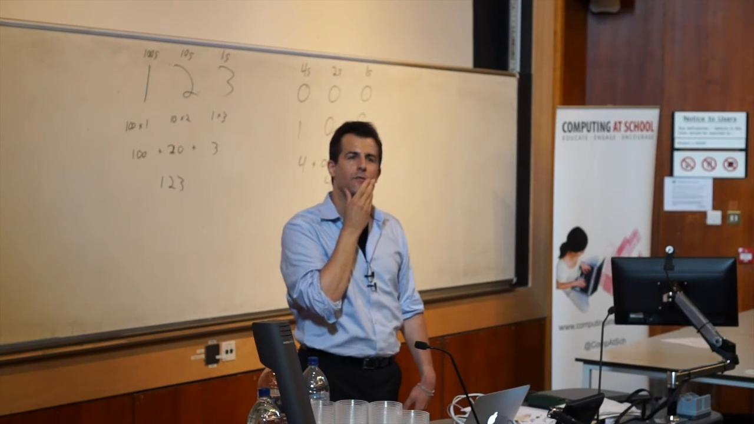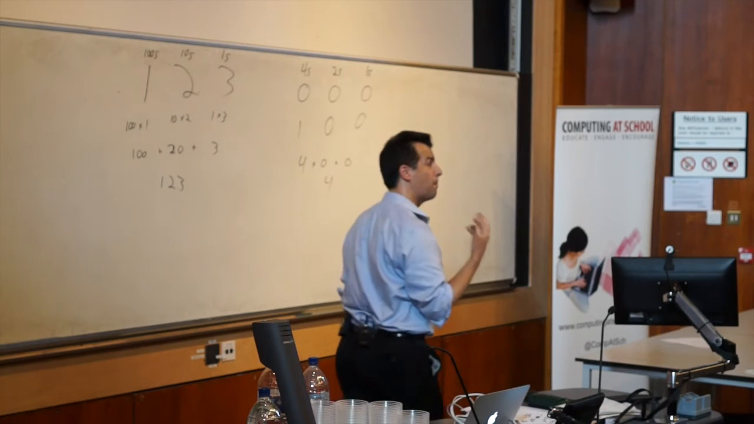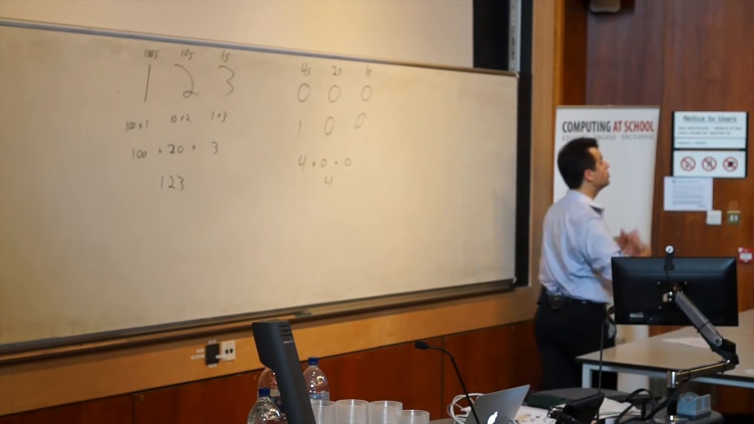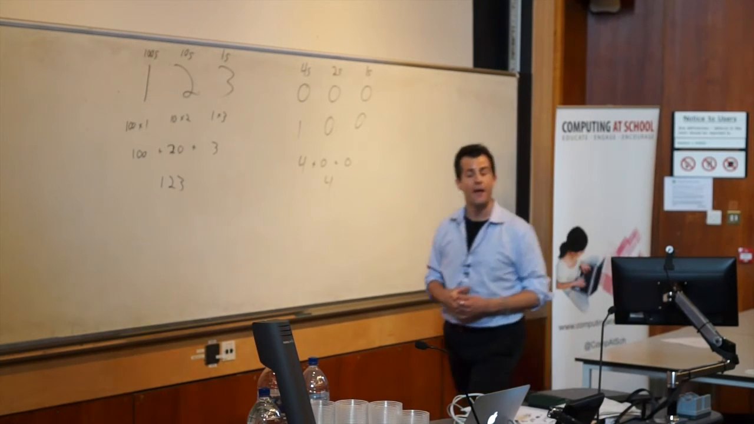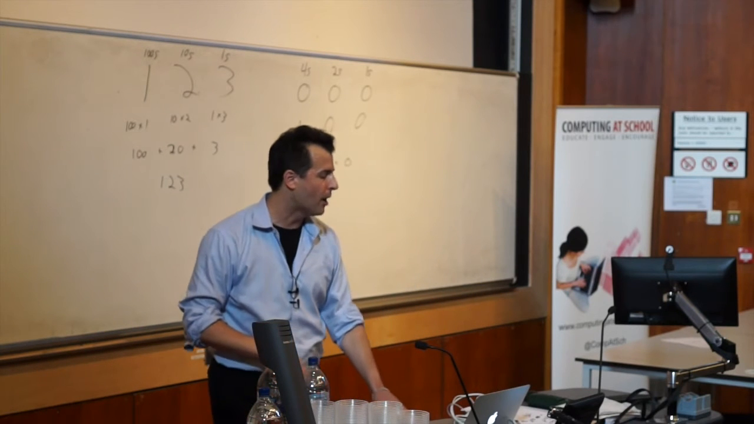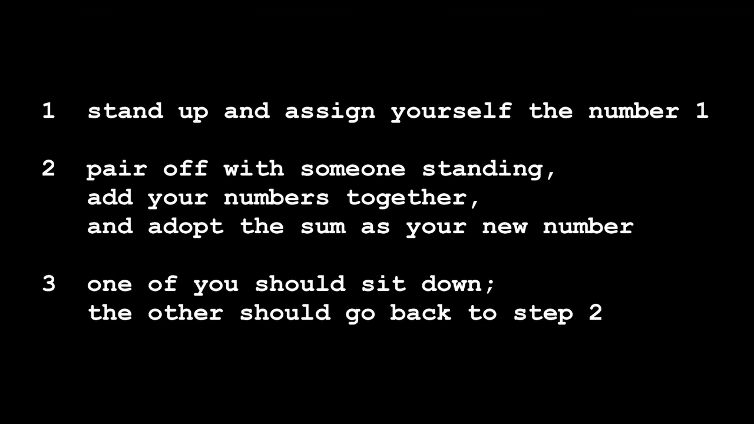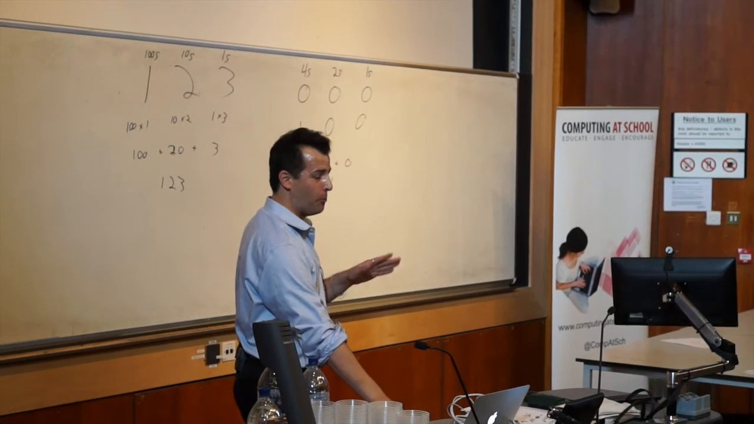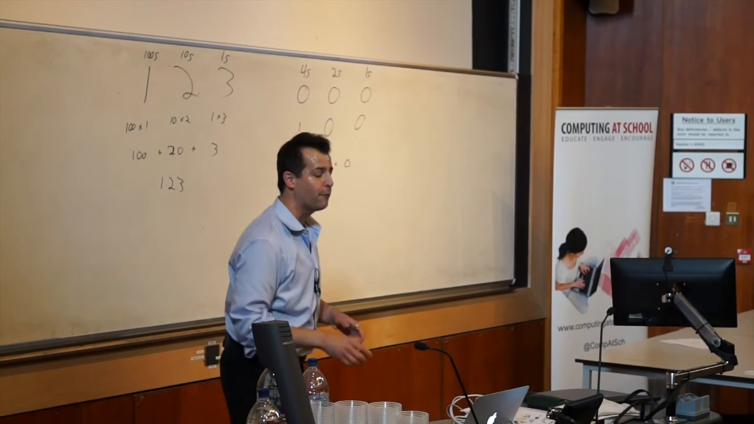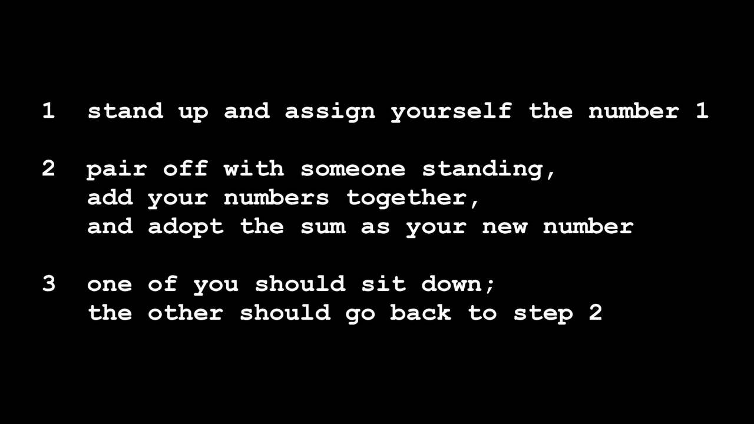But could I do even better? Well, I can if I leverage some parallel processing, if you will, multiple brains or computers in this room. But to do that, I need to program you in parallel. And if everyone wouldn't mind humoring me with just step 1 by literally standing up and assigning yourselves the number 1. I have volunteered Miles, if he doesn't mind, to do it the old school way, so we'll see who wins. Step 2 now for everyone is pair off with someone standing, add your numbers together, and adopt the sum as your new number.